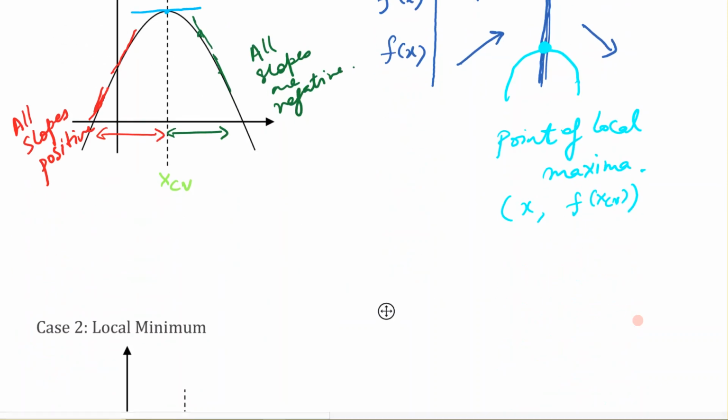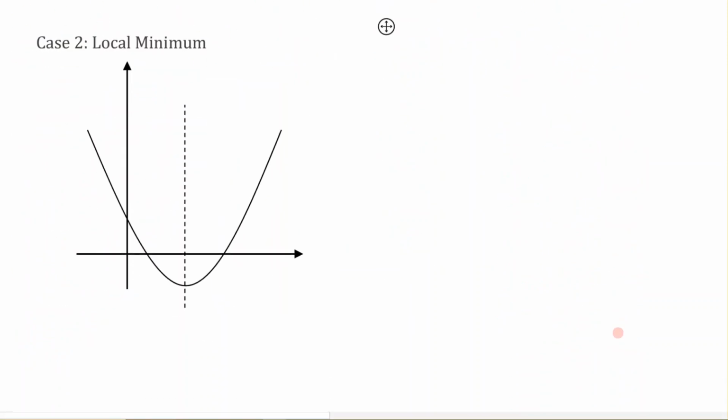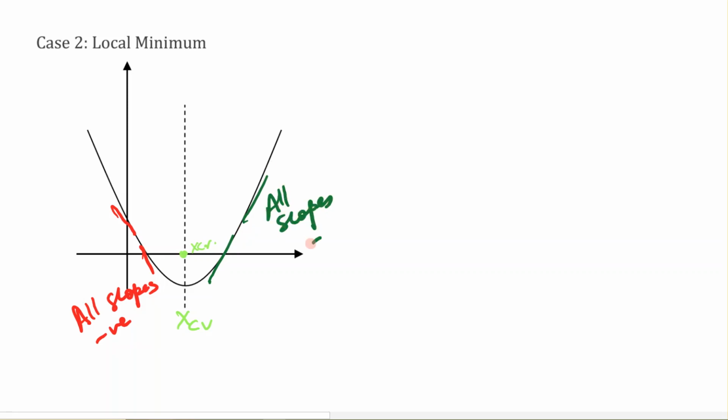Similarly, we can discuss our next case. So next we have, if we have something like this, again we're going to do the same thing. First, we're going to look at our critical value. So this is our xcv. And then we're going to look in the neighborhood of this critical value. If we look on the left, we see that we have a negative slope. So all slopes negative. If we look on the right hand side, we notice that all slopes are positive, and we can create a similar table as before.